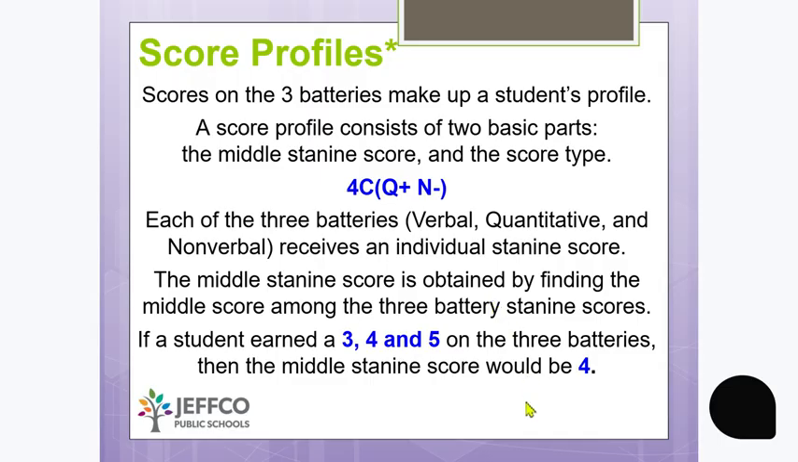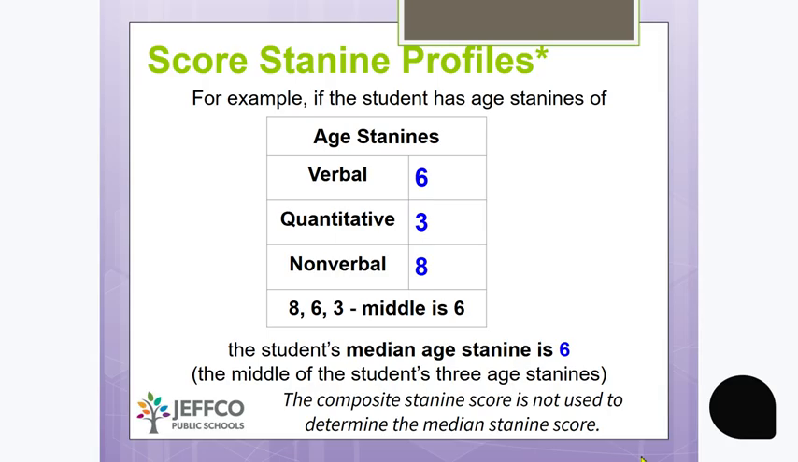Each of the 3 batteries, the verbal, quantitative, and nonverbal, receives an individual stanine score. The middle stanine score is obtained by finding the middle score among the 3 battery stanine scores. If a student earned a 3, 4, and a 5 on the 3 batteries, then the middle stanine score would be a 4. Just another way to look at it, we have a verbal score of a 6, a quantitative of 3, and a nonverbal of 8. So the middle score out of these 3 is a 6.